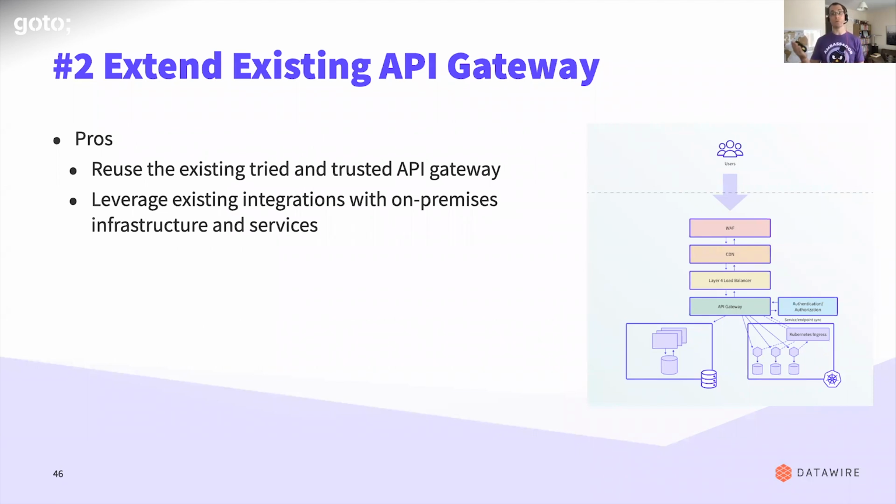Pros, again, you're reusing the tried and trusted gateway. This is a good feeling rather than doing a big bang. If you're trying to do a lift and shift or completely change the way you do edge traffic, it's always high risk. So this is a nice way of keeping a tried and trusted gateway. You can leverage all your existing on-prem stuff if you've invested heavily in F5 or Citrix or something. You can still use that kind of technology.